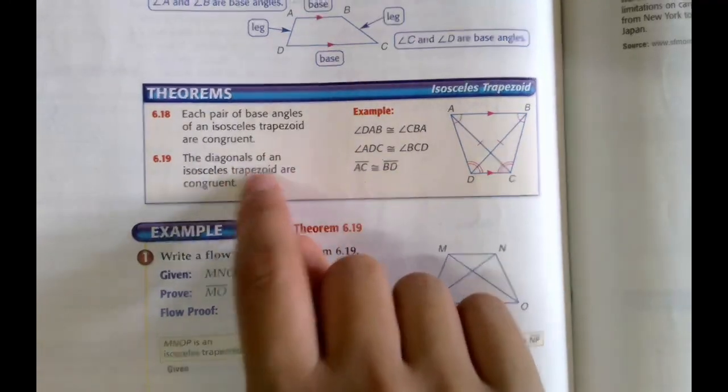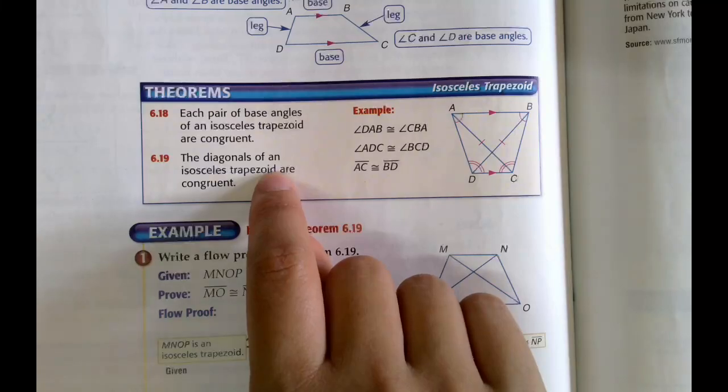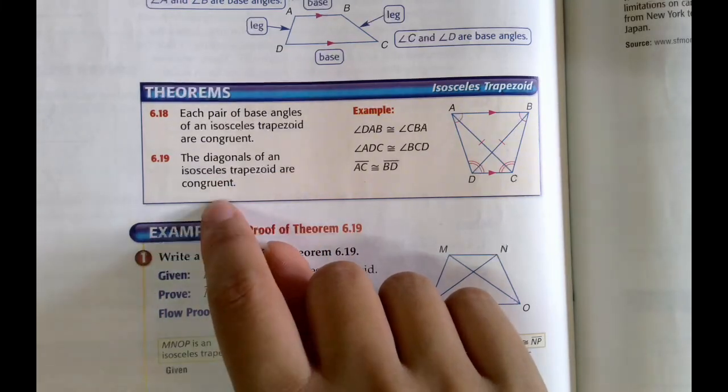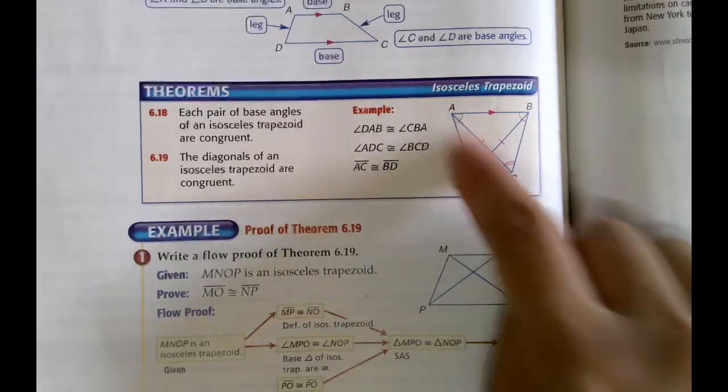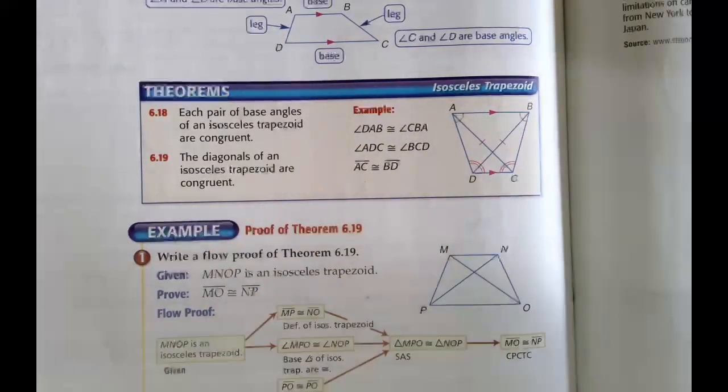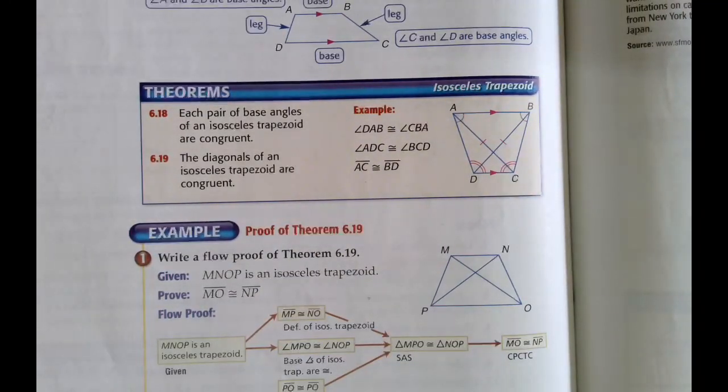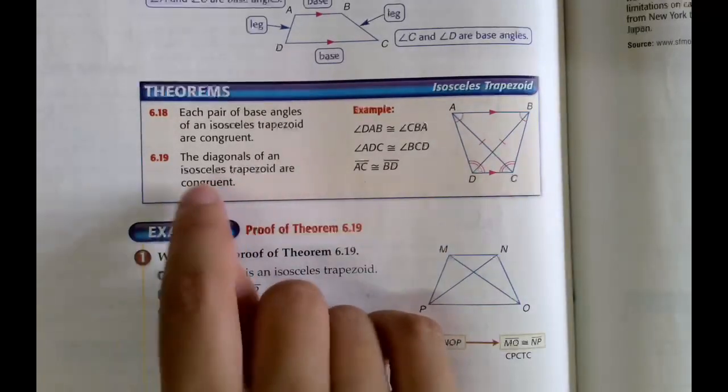What we also know is that the diagonals of an isosceles trapezoid are congruent. That's very similar to our rectangle here. And so that's why we know that AC is congruent to BD. So we're going to start with example 1 by proving that the diagonals of an isosceles trapezoid are congruent, and we're going to do so by writing a flow proof.